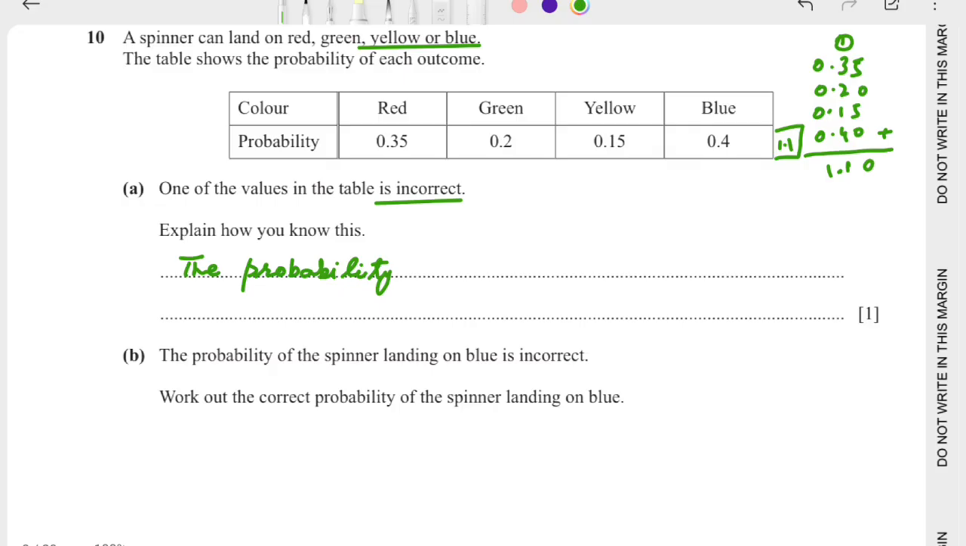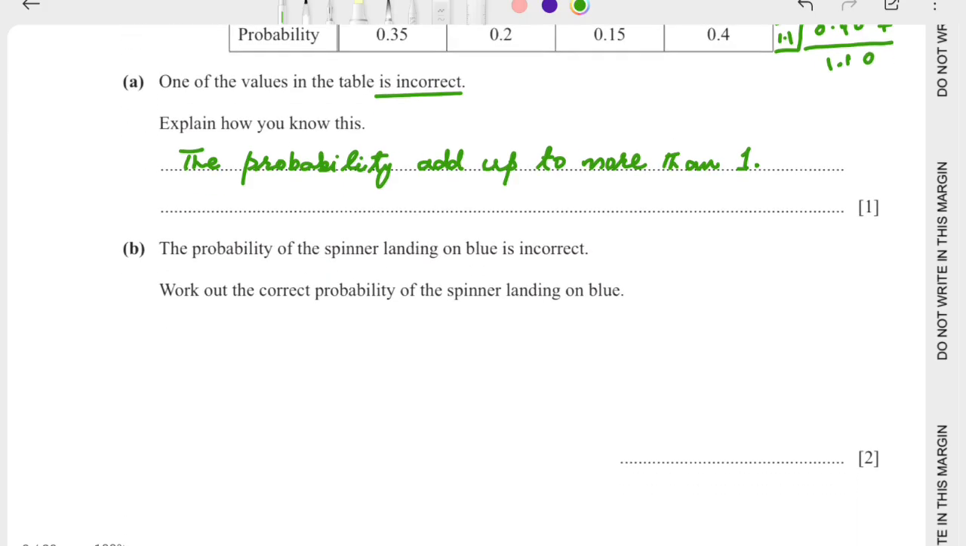The probabilities add up to more than 1. As we know that the sum of probability is always 1, so after adding them the answer is 1.1. That is why there is one value wrong in this table. So let us discuss that one.